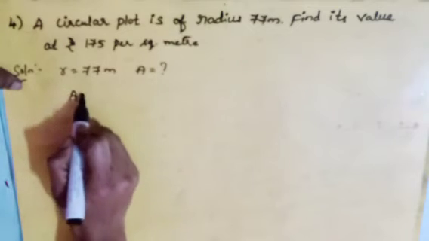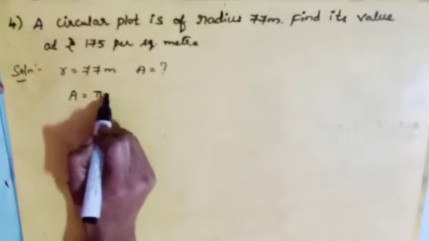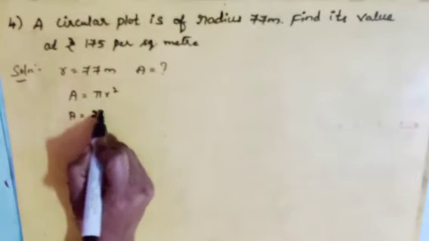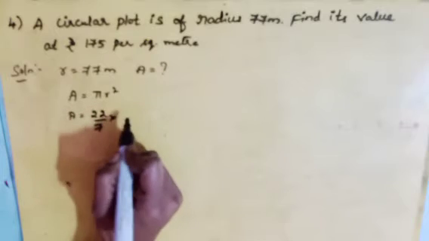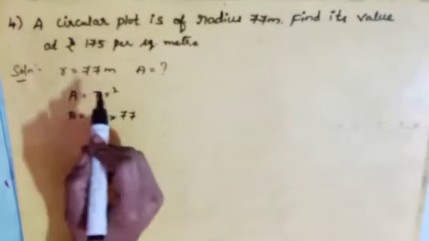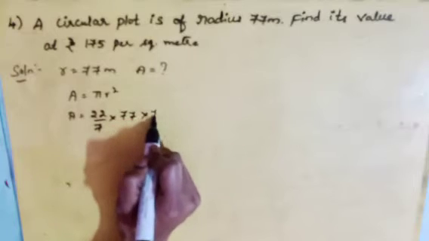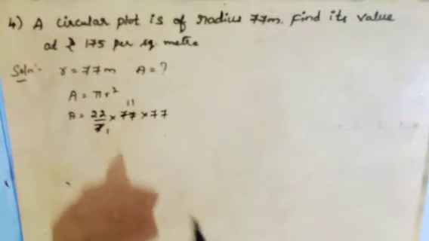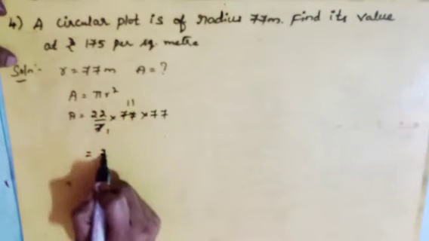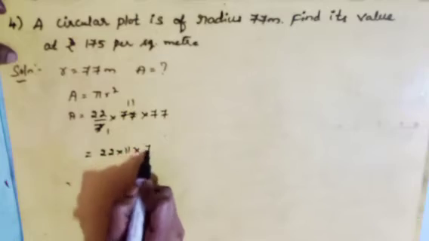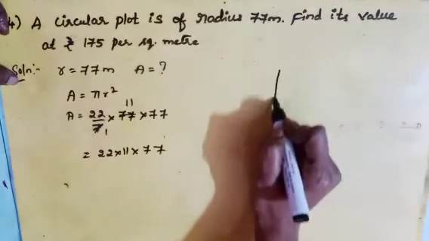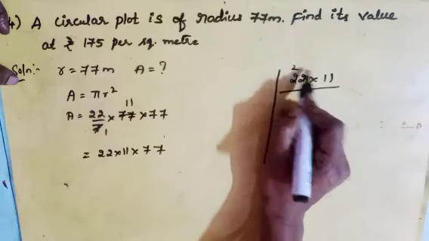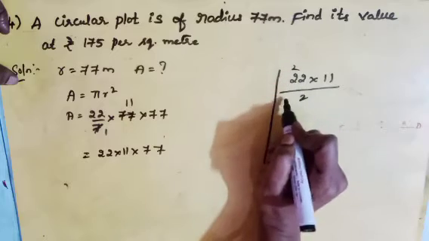The area of a circle formula is A equals pi r square. A equals, the value of pi is 22 by 7. The value of r is given, that is 77. R square means 77 into 77. Next, let us cancel. 7 ones are 7, 7 elevens are 77. Multiply the numerator: 22 into 11 into 77. Let us multiply 22 into 11, which is 242.